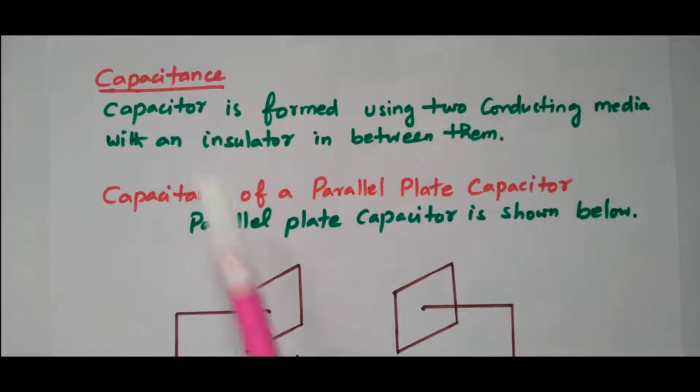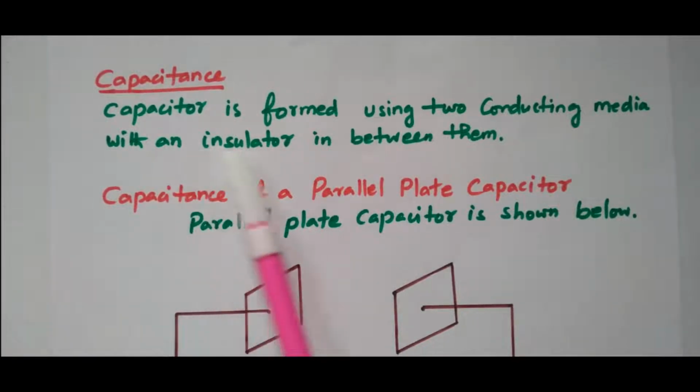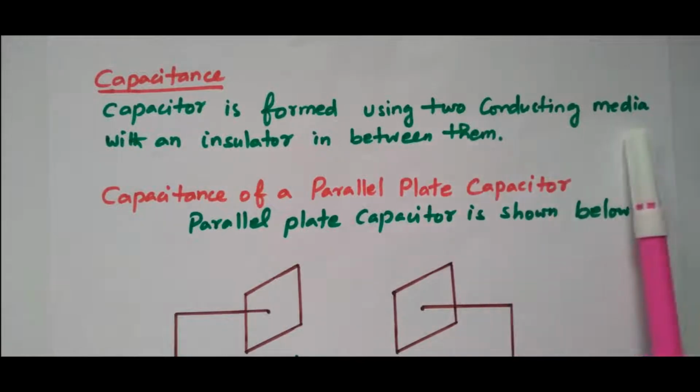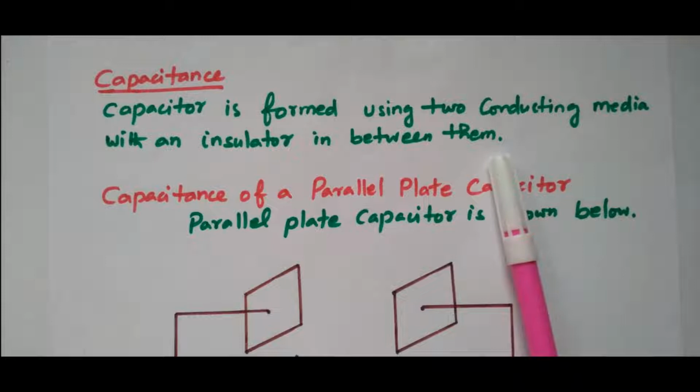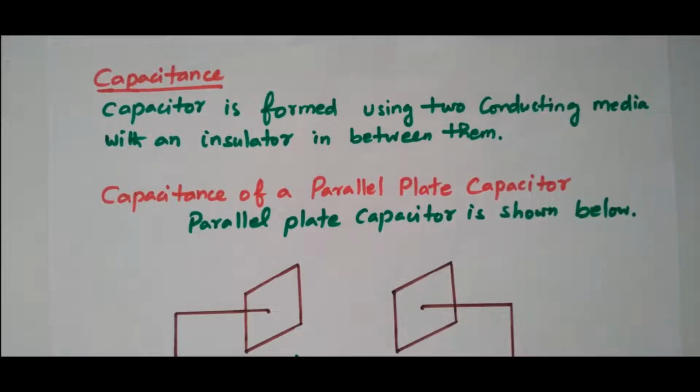You know that a capacitor is formed using two conducting media with an insulator in between them. So the capacitor is a storage element. There are two conducting mediums available, and in between, insulating material will be present. So the two conducting media with an insulator is called a capacitor, right?